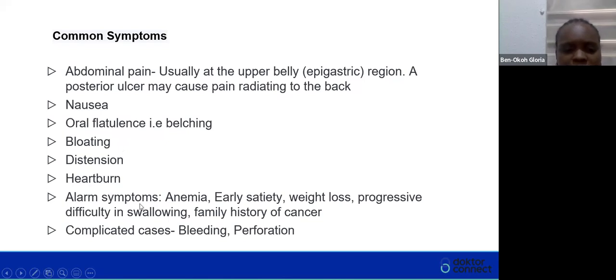These are alarm symptoms: once an individual has any of these, they really need to go to the hospital immediately. That's because, remember I said that even globally the incidence is reducing, but complicated cases have remained the same because of some of our lifestyle practices. Some examples of complicated cases include bleeding. These ulcers can bleed, meaning the individual might vomit blood, or the stool might be stained with blood. If the person is losing blood, their blood level will become low, and that's anemia. So this is an alarm symptom.